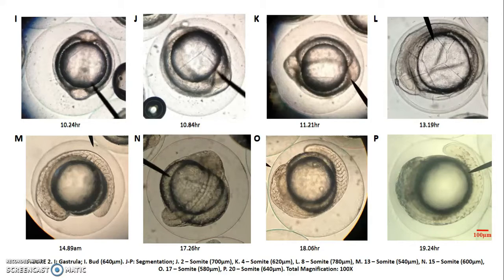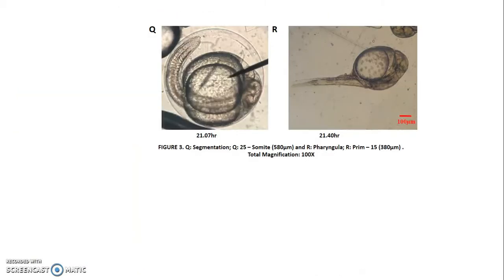These are the pictures of the embryogenesis stages that occur during the whole experiment. A total of 21.40 hours was needed to ensure the hatching of the eggs. Finally, the eggs hatch at 4:46 p.m.